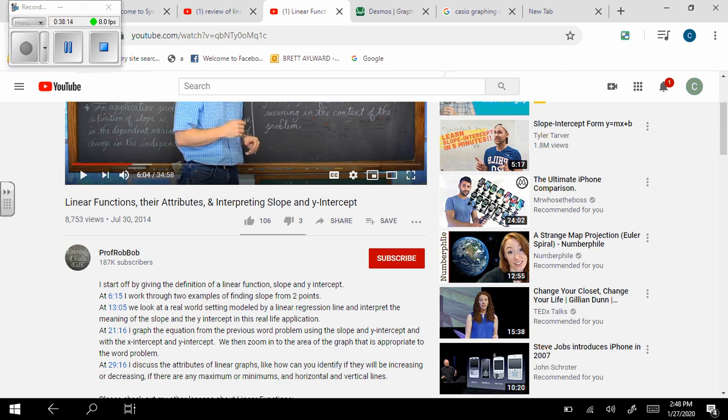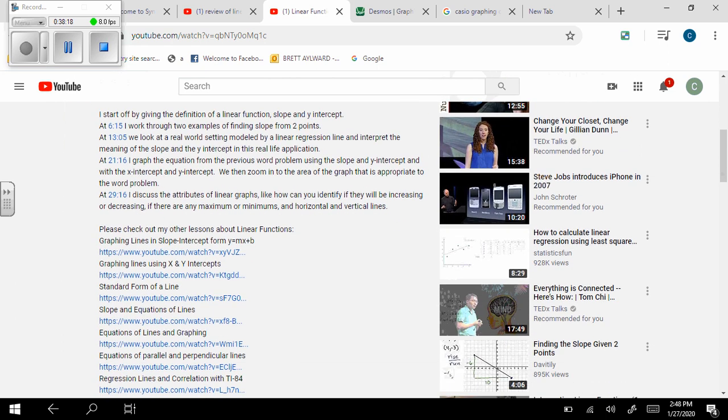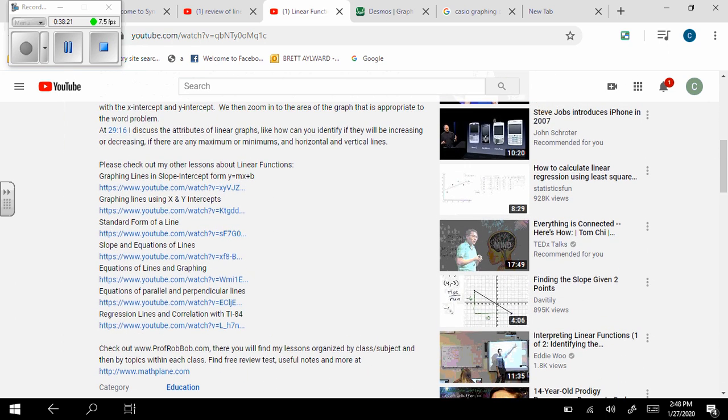If you'll do that, then you'll see his description down here, and you'll see his links to graphing lines, the slope-intercept form, graphing lines using x and y-intercept, standard form, slope and equations of lines and graphing, parallel and perpendicular lines, regression lines, and correlation. That is the full Algebra 1, Algebra 2 review that, depending on how much you may or may not need, you would want to take time to look at.